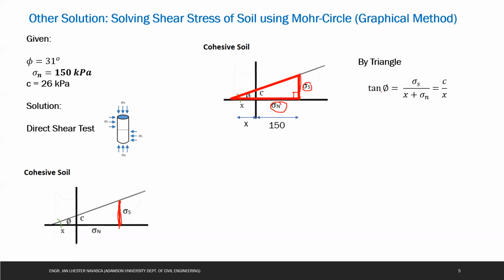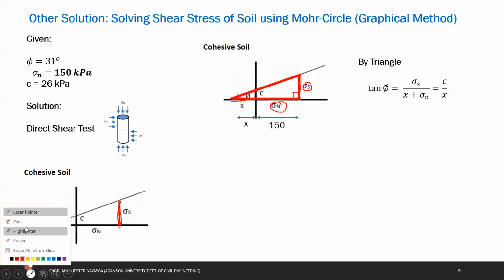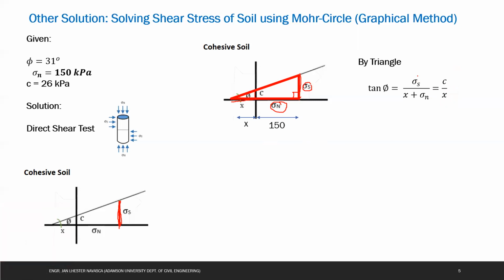Since tangent phi is opposite over adjacent sides, the opposite side is sigma s over the adjacent side, which is x plus sigma n, which is 150. Then for another triangle, we consider this small triangle. If you can see the highlight, this small triangle is also equal to tangent phi, which equals the cohesion, the opposite side, over the adjacent side, which is x. Therefore, we have this relationship: tangent phi equals this equation and equals this equation. The first question is, what is the shear stress at failure?